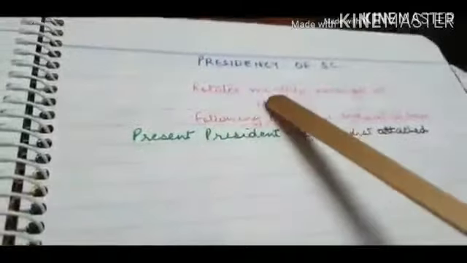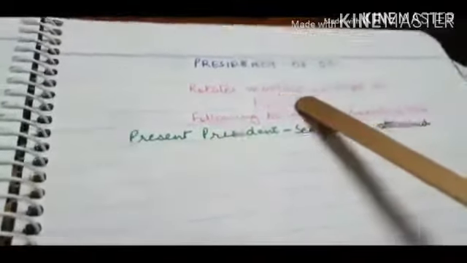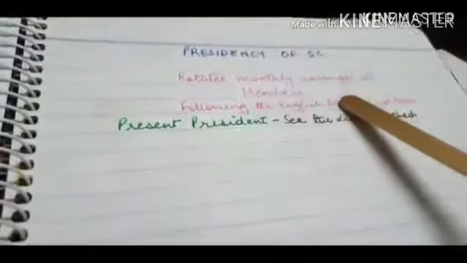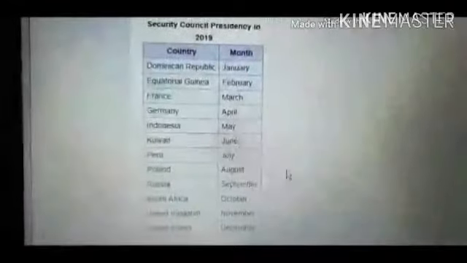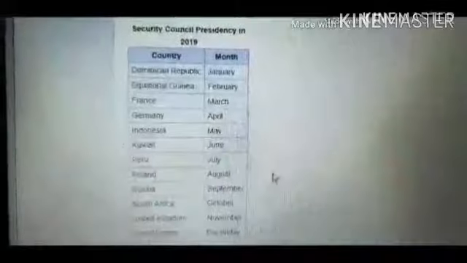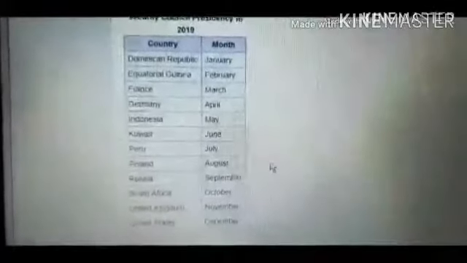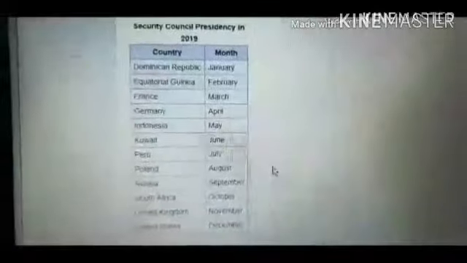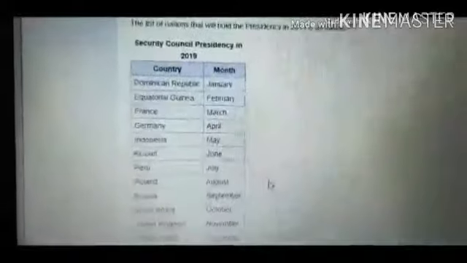The Security Council President rotates monthly amongst the members following the English alphabetic order. This is the list of the Security Council presidency in 2019. So, in June it will be Kuwait. You see, they go by an alphabetical order.